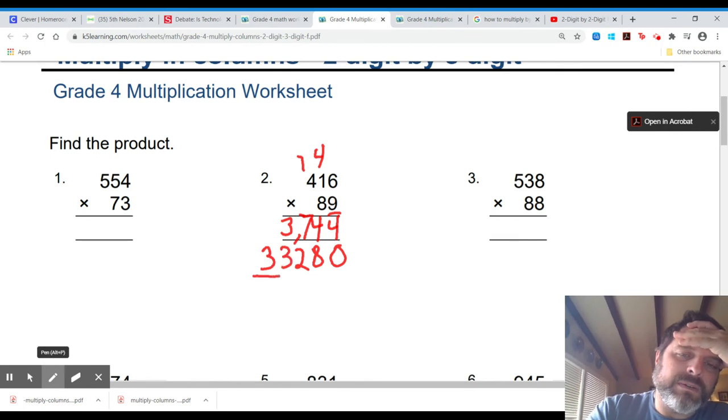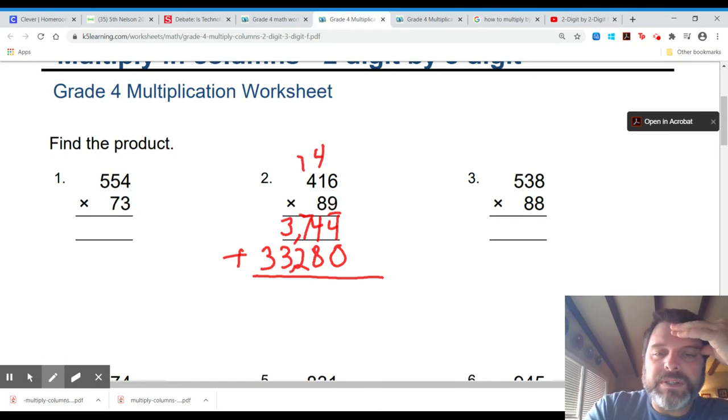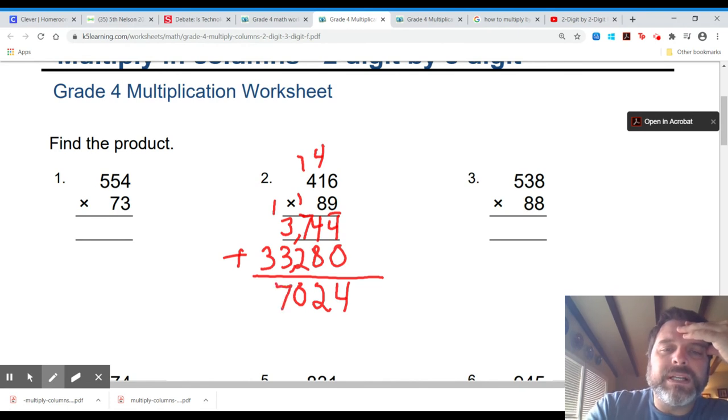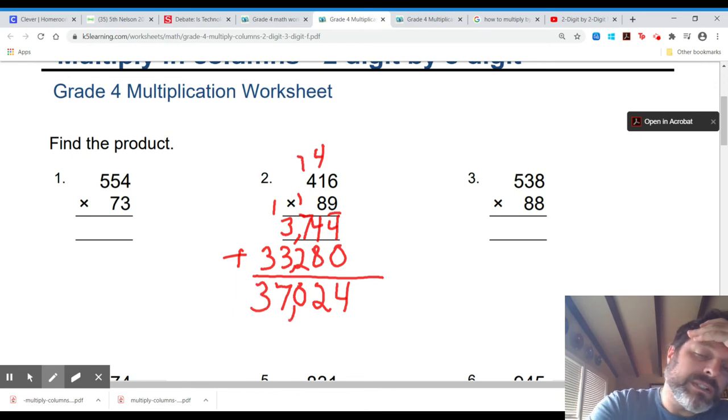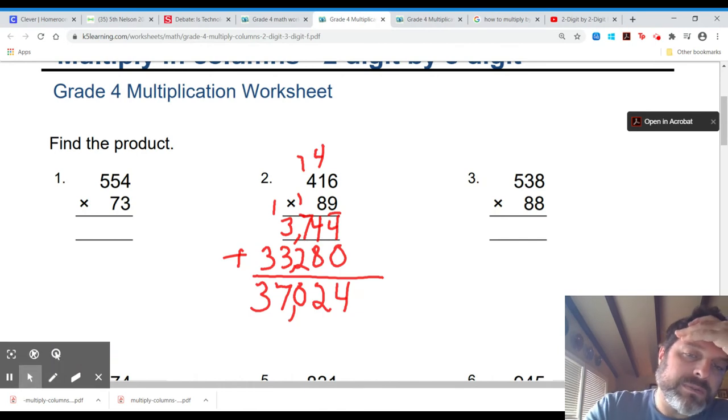All right, there. Now we have our numbers to add up. And we have 4 plus 0 is 4. 4 plus 8 is 12. Carry the 1. 7 plus 1 is 8. 9, 10. Carry the 1. 3 plus 3 is 6. Plus 1 is 7. And the last one is 3. We don't have anything to add to it. So our final answer is 37,024. Now I'm going to go check our answer below and see if I was right.